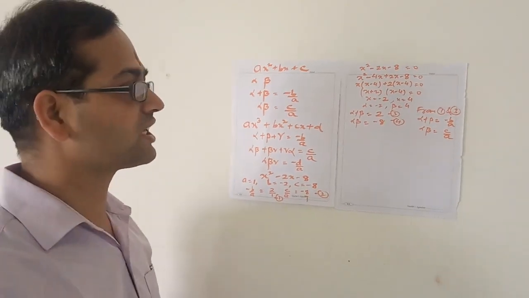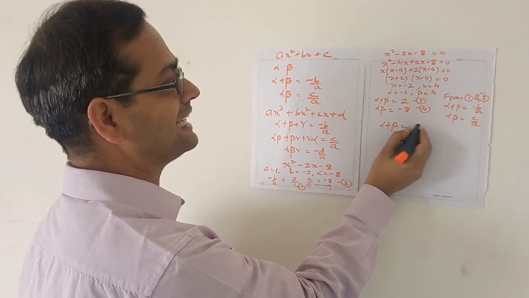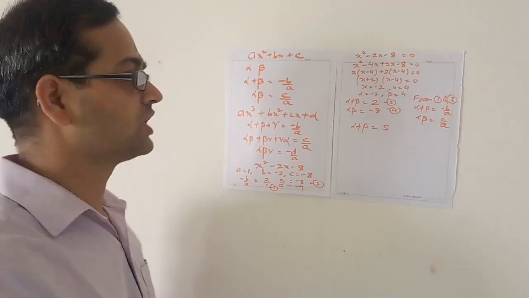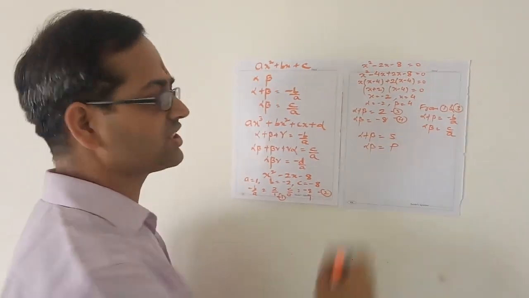Now suppose you are given the sum of the roots, alpha plus beta, which we also sometimes call s, wherein s is the sum of the roots, and if you multiply the two roots, the product is written as p.